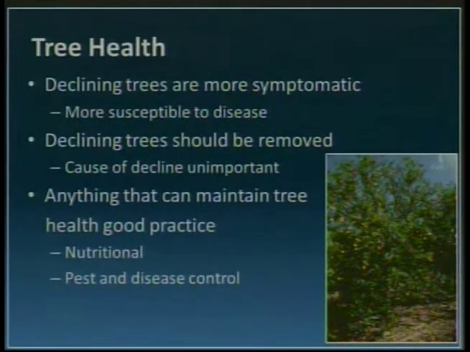Tree health: declining trees are more symptomatic, possibly more susceptible to the disease, certainly more symptomatic. These declining trees should be removed if they are to the point where they're not giving you any kind of profit anyway. And the cause of this decline is unimportant, be it HLB, Phytophthora blight, what have you. Black spot doesn't really care. So anything that can maintain good tree health is a good practice for black spot suppression, be it nutritional, pest and disease control, or horticultural.